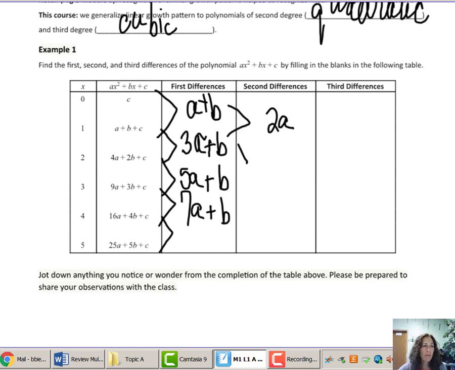So we have 3a plus b and 5a plus b. We're going to take 5a plus b minus the entire quantity, 3a plus b. So 5a minus 3a gives us 2a. And then we have b minus b, which gives us 0. Okay, and then the last one here, we have 7a plus b minus the entire quantity 5a plus b. So 7a minus 5a is 2a, and b minus b, of course, is 0. Okay, so we have our 2a.